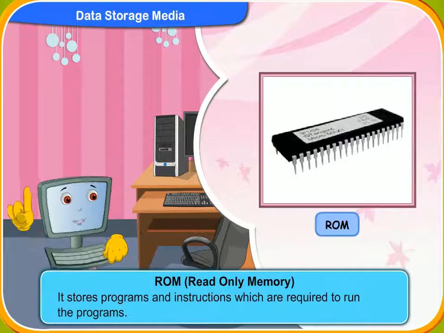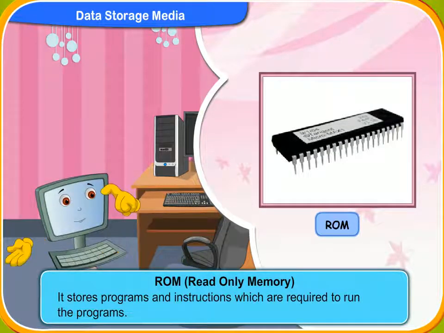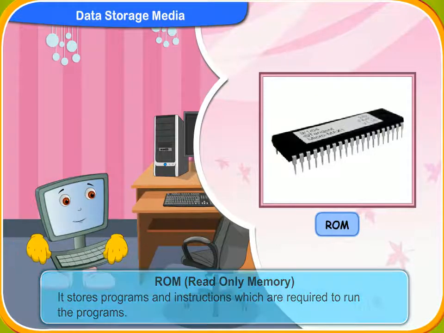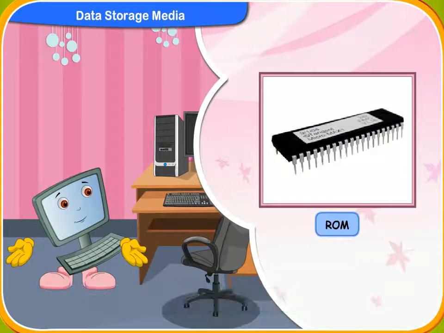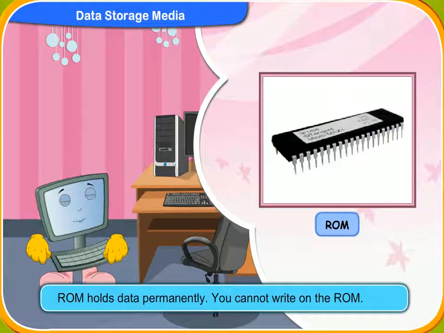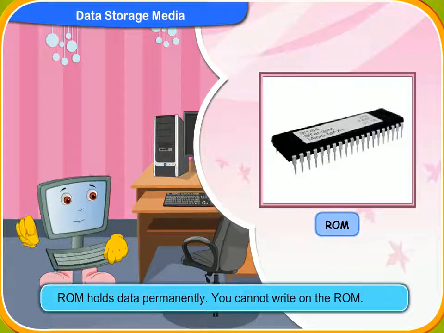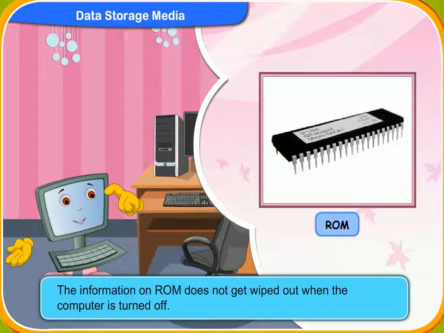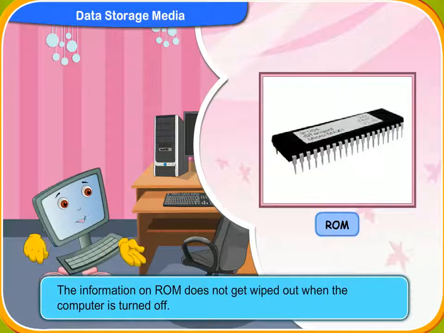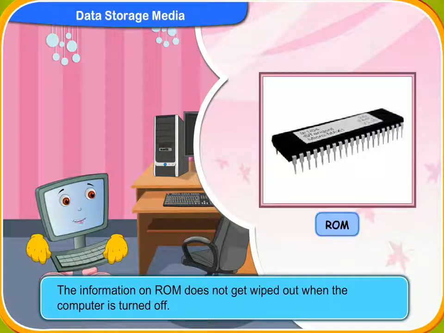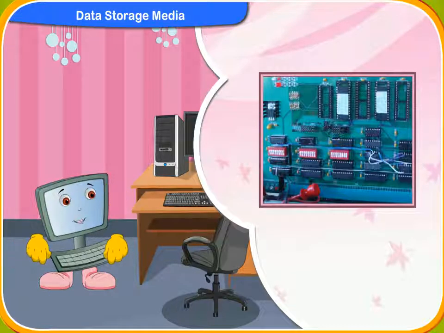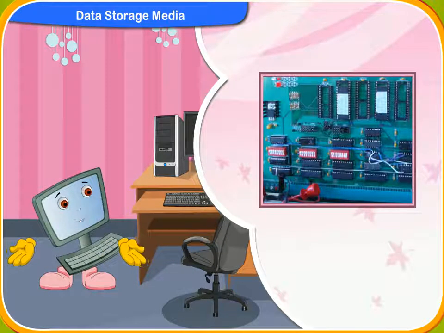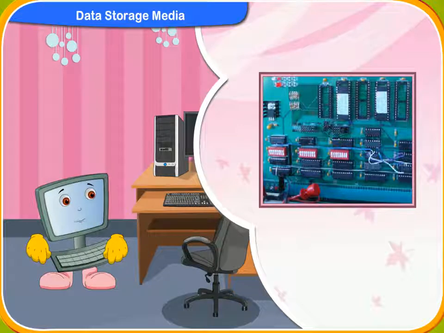ROM stands for read-only memory. It stores programs and instructions which are required to run the programs. Programs stored on the ROM can only be read. ROM holds data permanently. You cannot write on the ROM. The information on ROM does not get wiped out when the computer is turned off. PROM, EPROM and EEPROM are three different kinds of ROM.